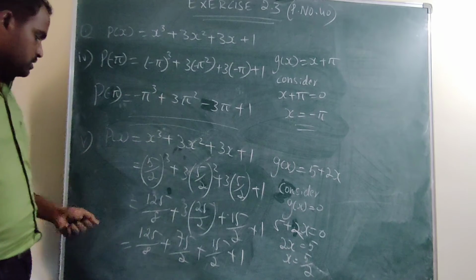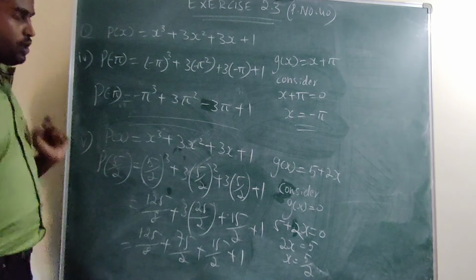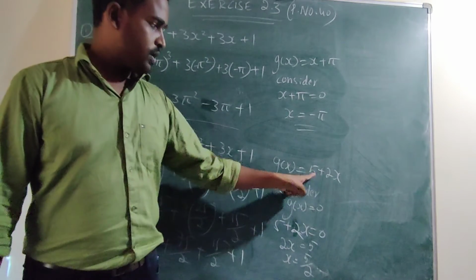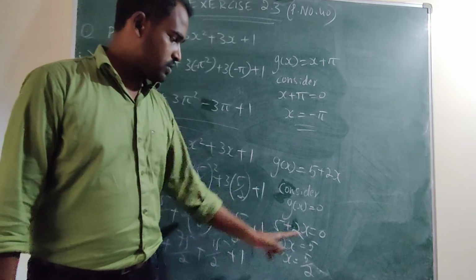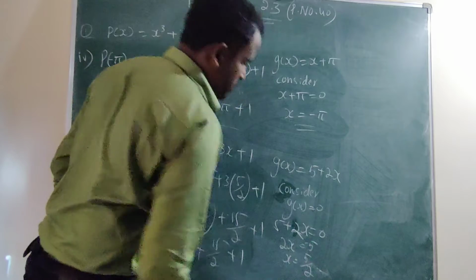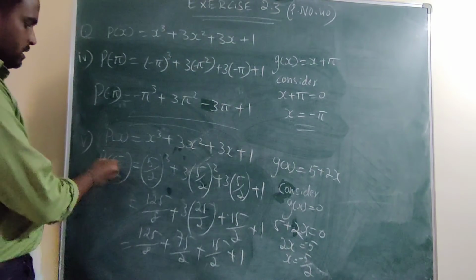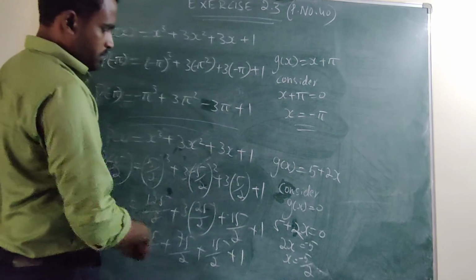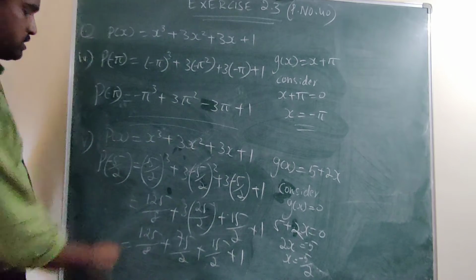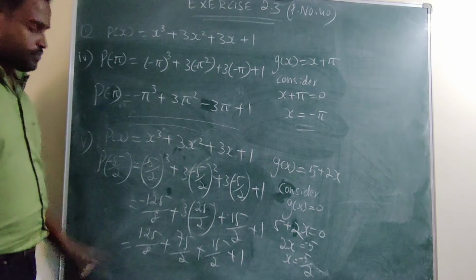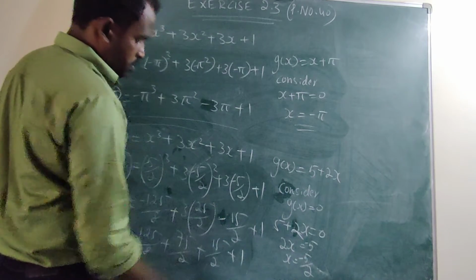Clear? Next, fifth sub question, p of minus 5 by 2. How did we get minus 5 by 2, sir? Here 5 plus 2x. 5 plus 2x is equal to 0. 2x is equal to plus 5, on transposing it becomes minus 5. Here also minus 5, students. Here we can write x is minus 5 by 2. Here minus 5 cube, minus 3 times. Therefore this is minus 125 by 8. This is always plus. Here it is minus.